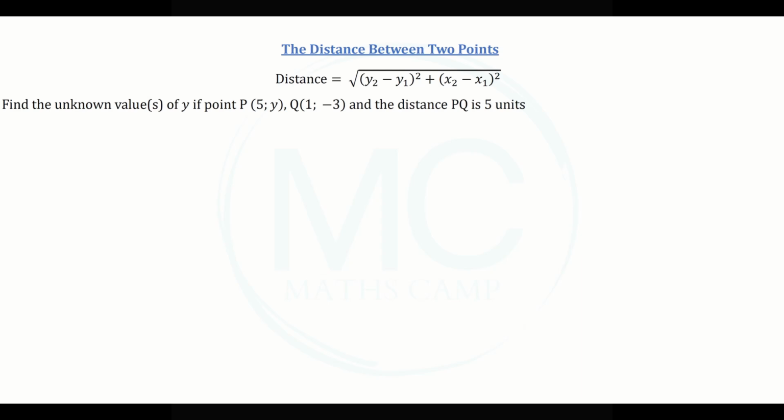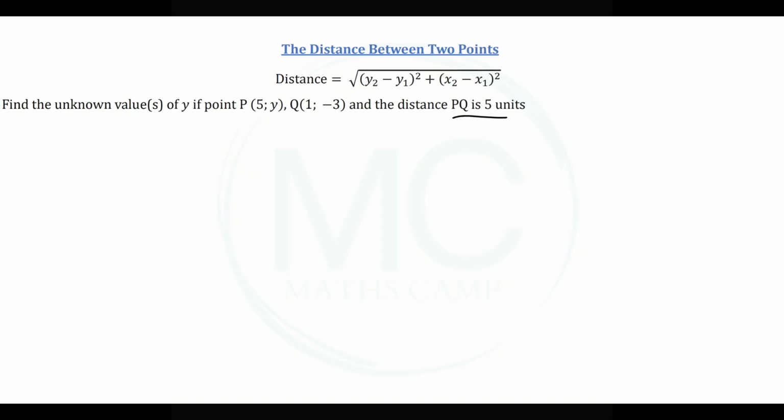Find the unknown values of y if point P has coordinates (5, y), Q has coordinates (1, -3), and the distance PQ is 5 units. In this case, we do not have a diagram, nor have we been told if y is positive or negative. So let's start with the formula.